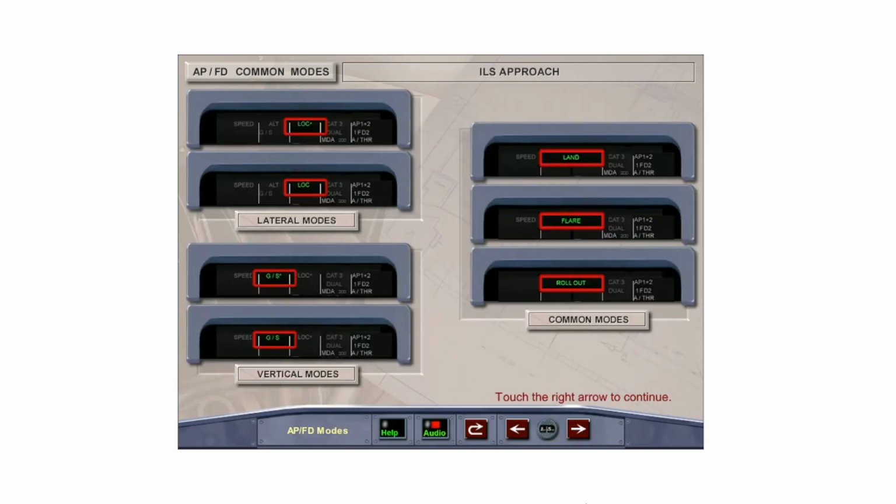The ILS approach includes the lateral modes of localizer capture, or LOC-STAR, and localizer track, or LOC, and the vertical modes of glide slope capture, or GLIDE-STAR, and glide slope track. The common modes are land, flare, and rollout.